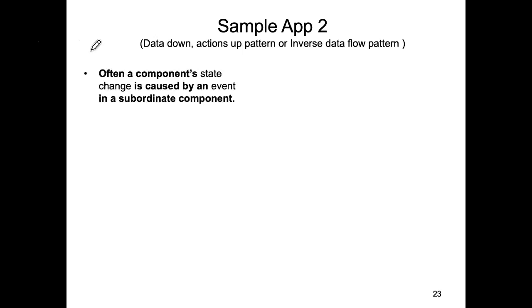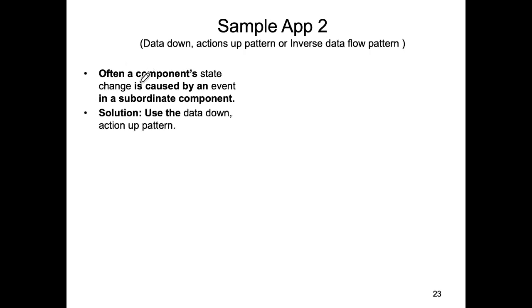Now, where it arises is that often a component's state is changed as a result of an event that happens in a subordinate component. Up to now, the Friends app component's state changed as a result of an event that occurred within the bounds of that component itself, so it was local to the component. But often it will be an event associated with a subordinate component that should trigger the changing of our stateful component's internal state.